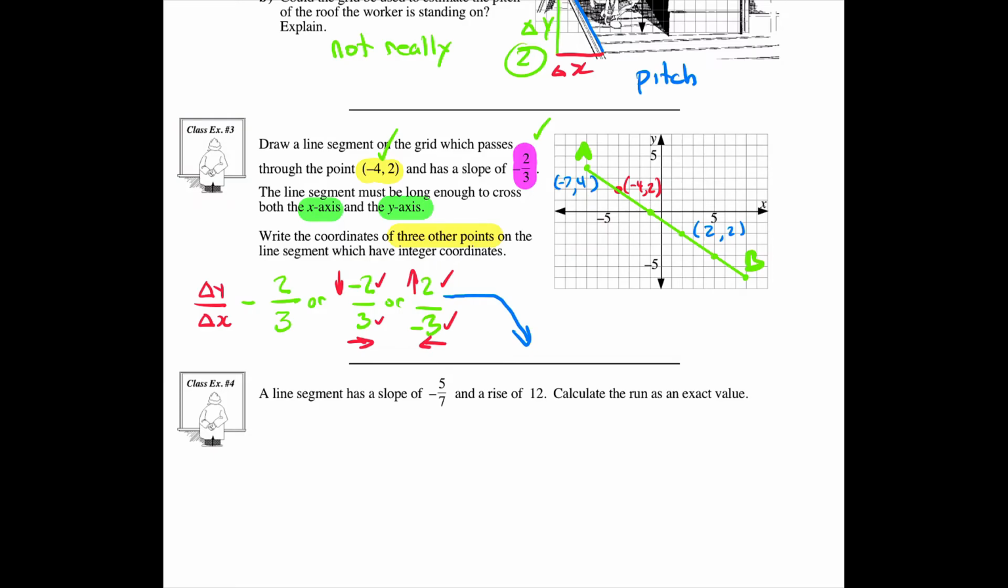Okay, now last class example, number 4. It tells us that we have a line segment again, and this time we know it has a slope equal to negative 5 over 7. Again, that tells us that it'll move to the right and then go down because it's negative. And what else does it tell us? It's got a rise of 12. Okay, and what do they want us to figure out? They say to calculate the run and leave it as an exact value.